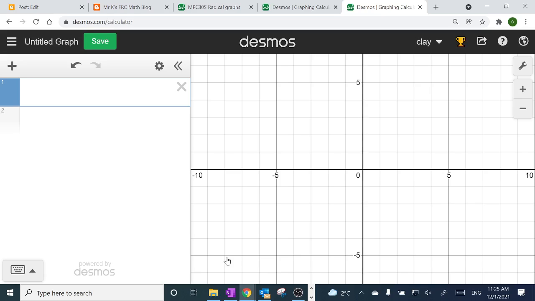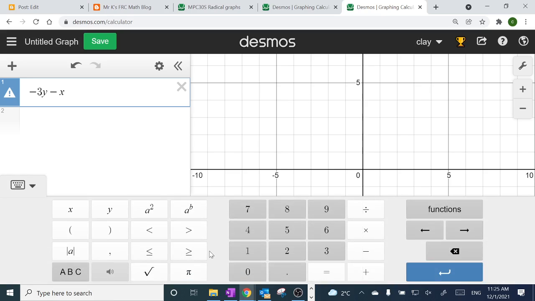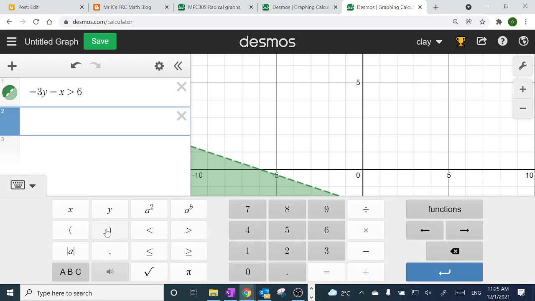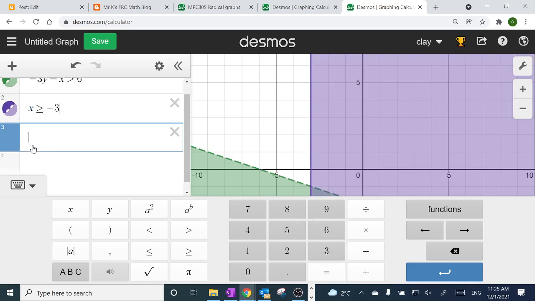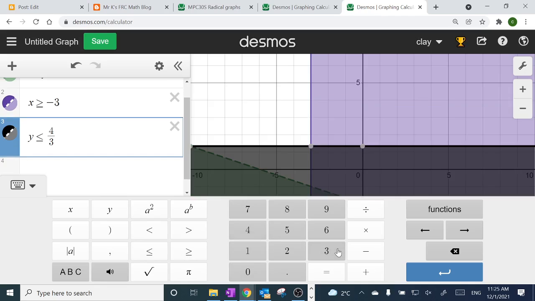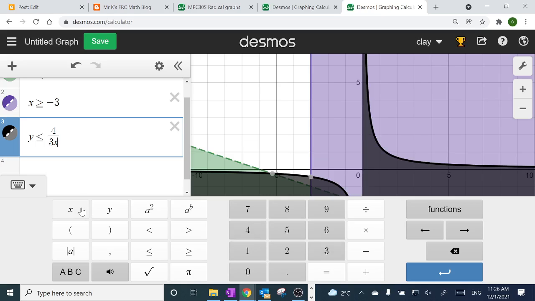Okay, so negative 3y minus x is greater than 6. There's the first one. The second one is x is greater than or equal to negative 3. The third one is y is less than or equal to 4/3.